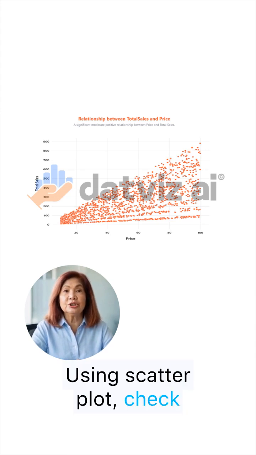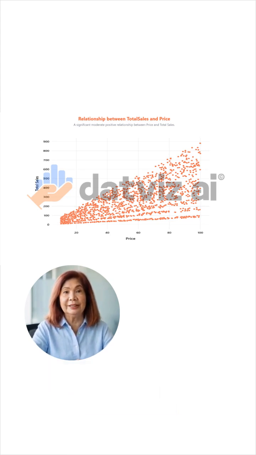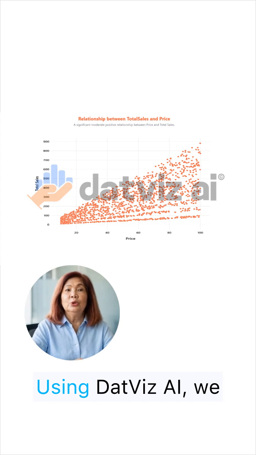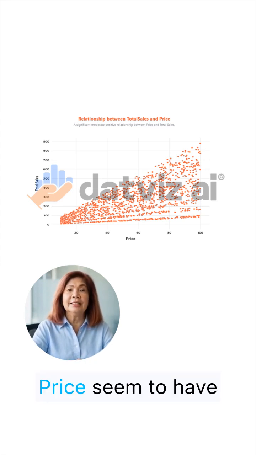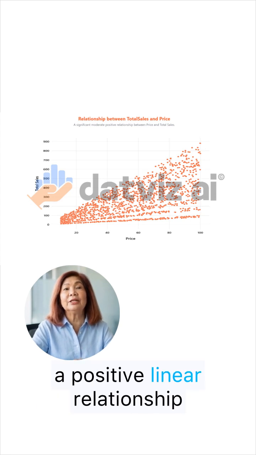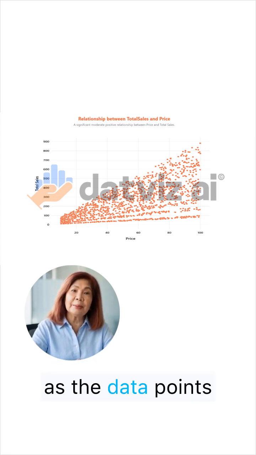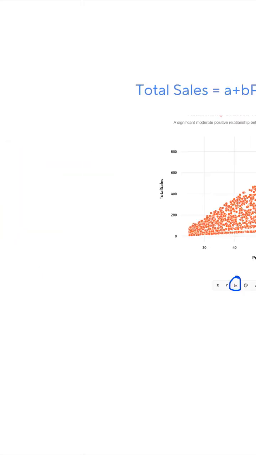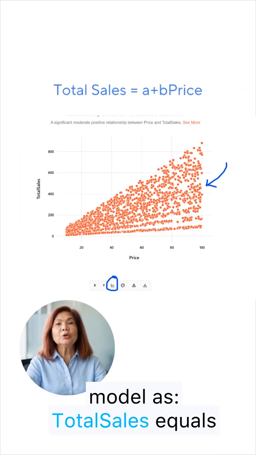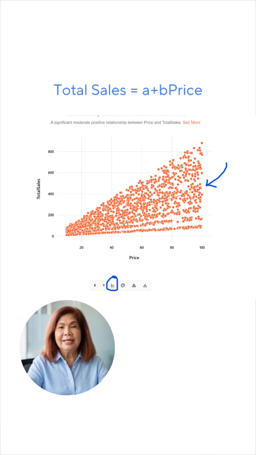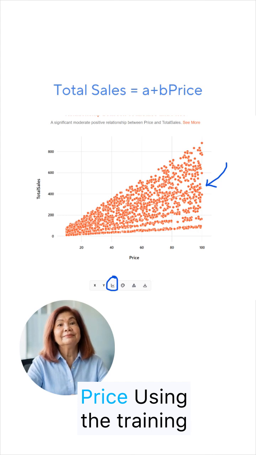Using scatterplot, check whether relationships is roughly linear. Using DatViz AI, we find that total sales and price seem to have a positive linear relationship as the data points are trending up. Step 6. We then write the model as total sales equals A plus B times price.